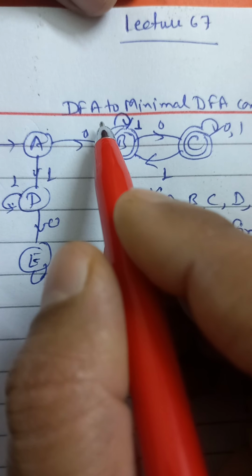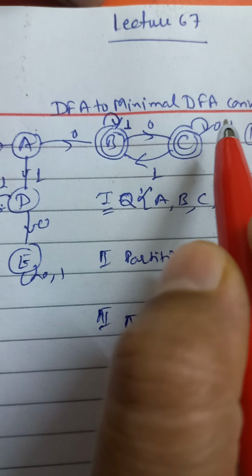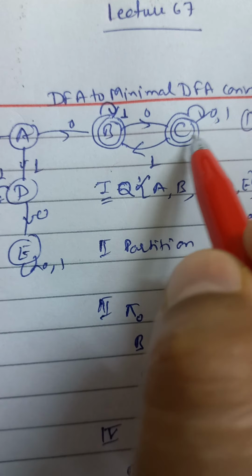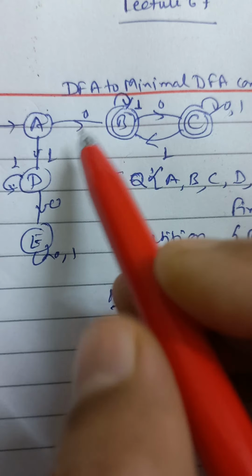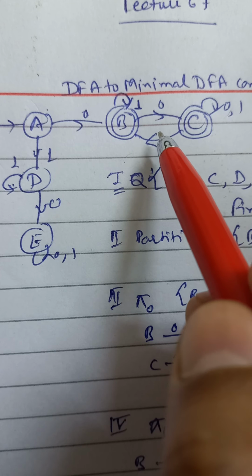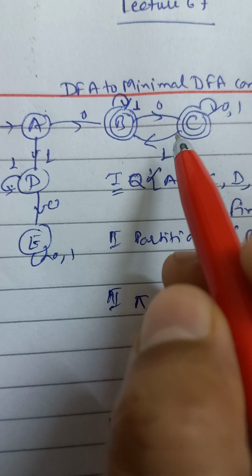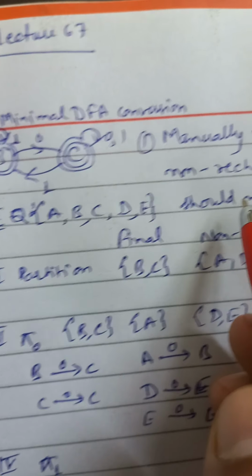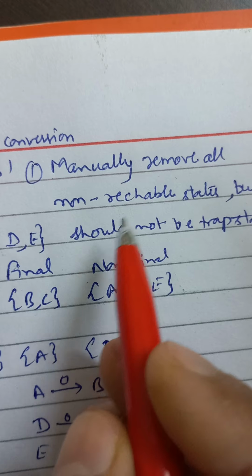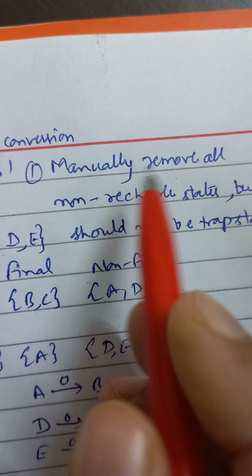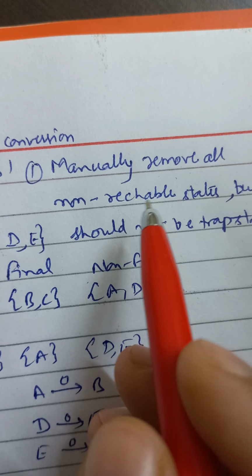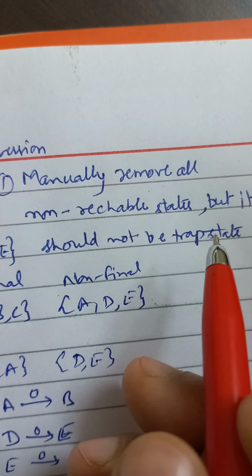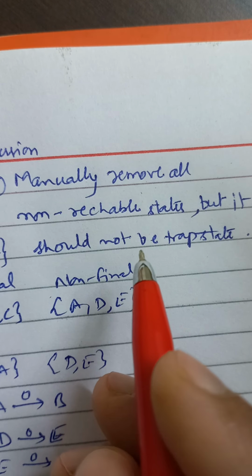Today we are going to convert a DFA into a minimal DFA. Suppose this DFA is given to us. So the first thing we need to do is manually remove all non-reachable states, but it should not be a trap state.